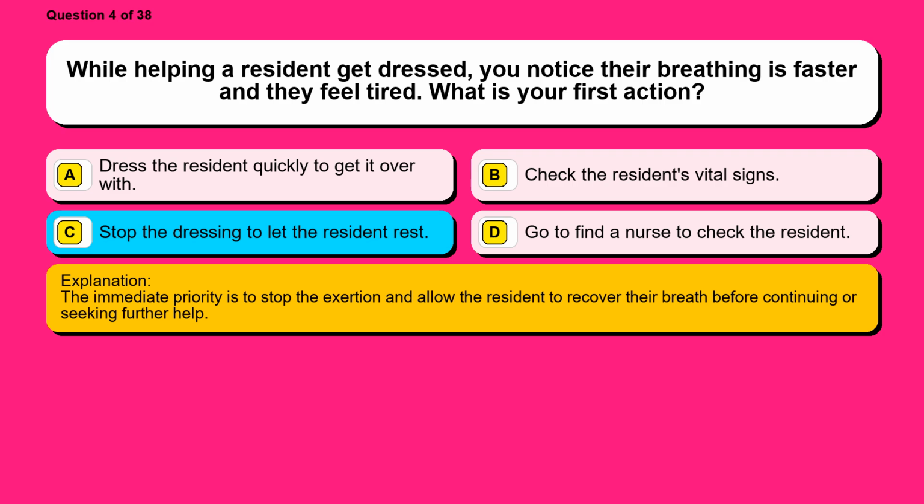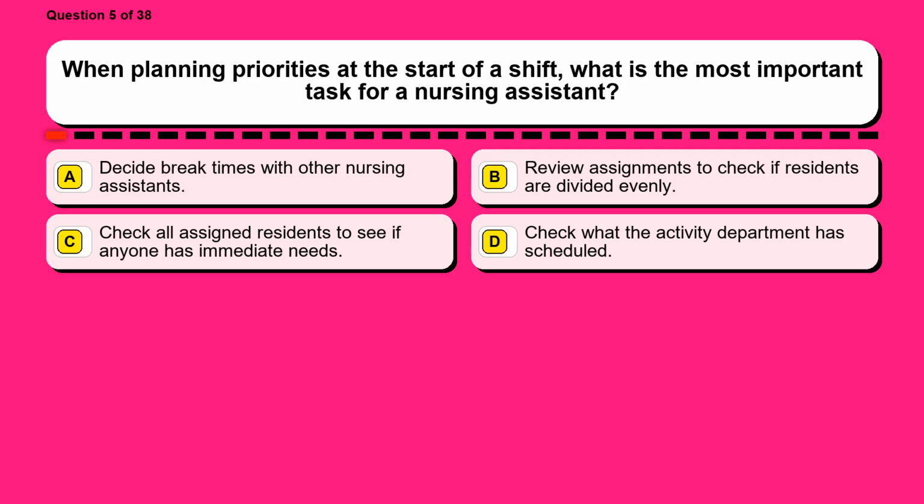Question 5. When planning priorities at the start of a shift, what is the most important task for a nursing assistant? Option A, decide break times with other nursing assistants. Option B, review assignments to check if residents are divided evenly. Option C, check all assigned residents to see if anyone has immediate needs. Option D, check what the activity department has scheduled.